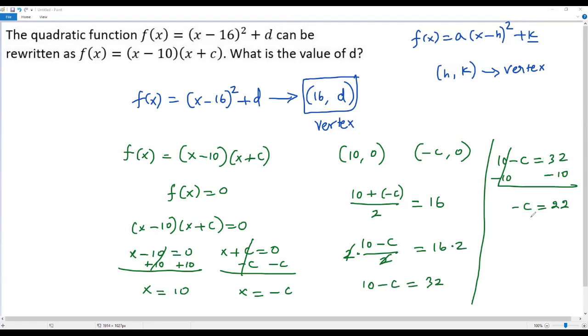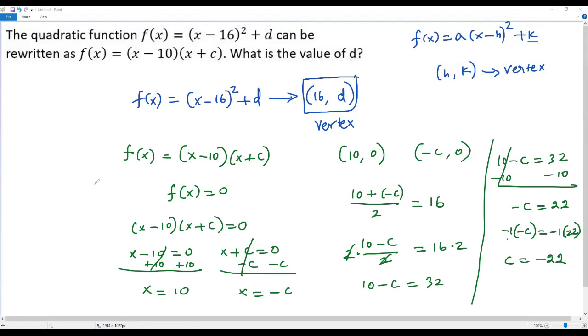My aim is to get the value of c, but here I got the value of negative c. To get rid of the negative sign, I have to multiply both sides by negative 1. Negative 1 times negative c becomes positive c, and negative 1 times 22 becomes negative 22. Now I got the value of c.